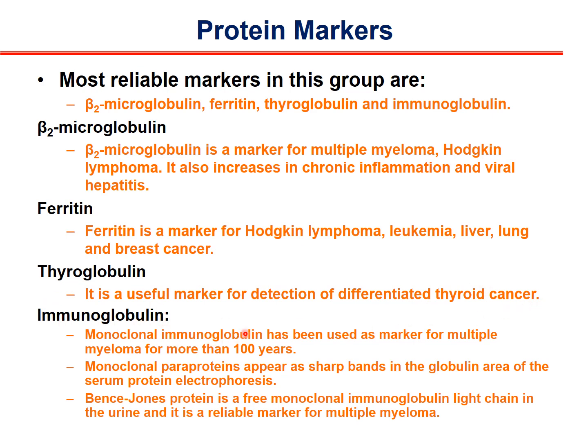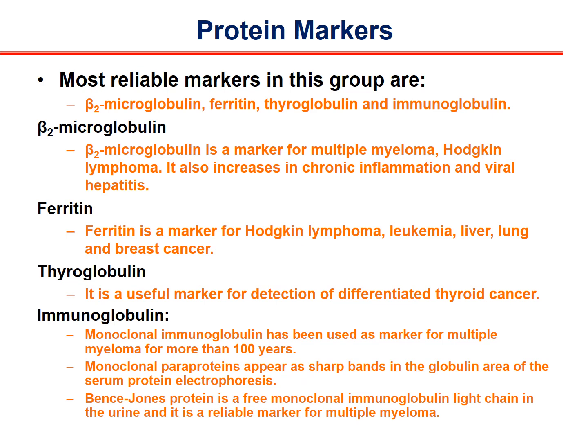Immunoglobulin. The monoclonal immunoglobulin has been used as a marker for multiple myeloma for more than 100 years. Monoclonal paraproteins appear as sharp bands in the globulin area of the serum protein electrophoresis. Bence-Jones protein is a free monoclonal immunoglobulin light chain in the urine and is a reliable marker for multiple myeloma, but only 20% of patients have Bence-Jones protein. Usually they do have kidney damage later on.